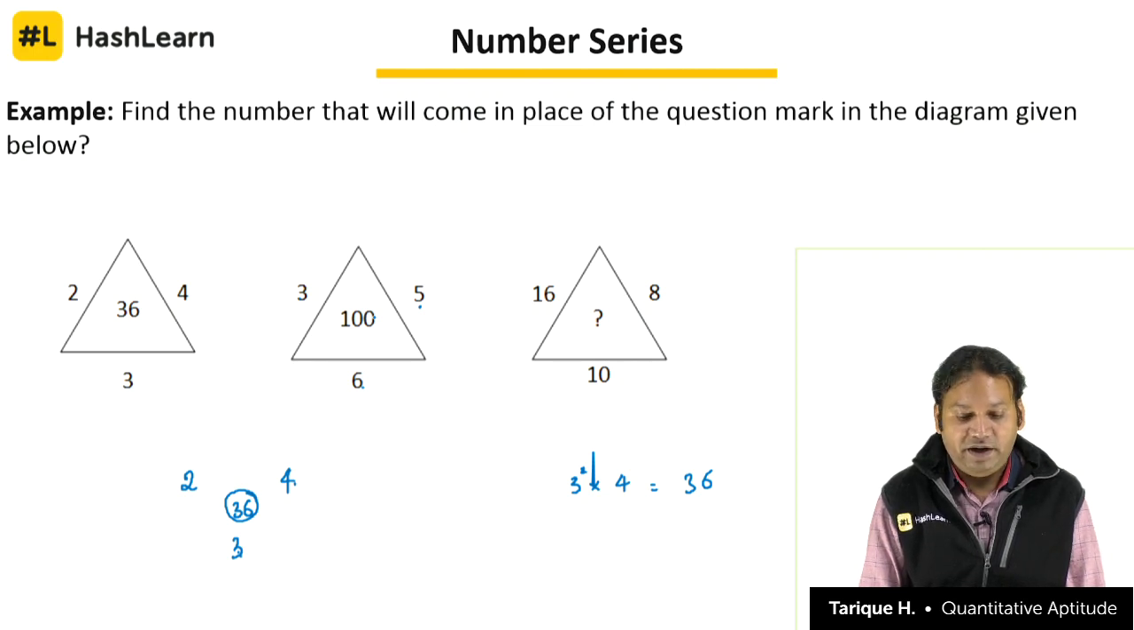Even if I take 5, 14 cannot divide 100, so there is no way you are going to multiply anything to get 100 from 14. What else could it be? It could be a multiplication thing.